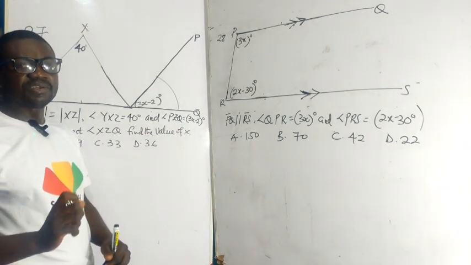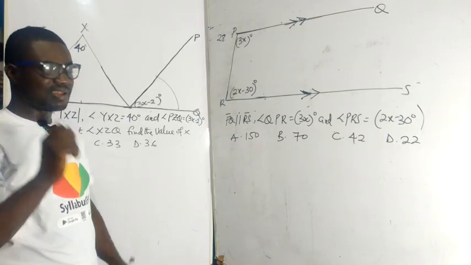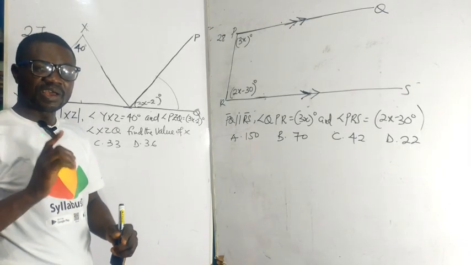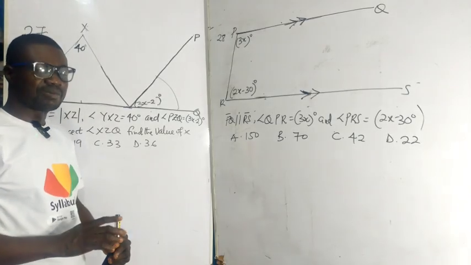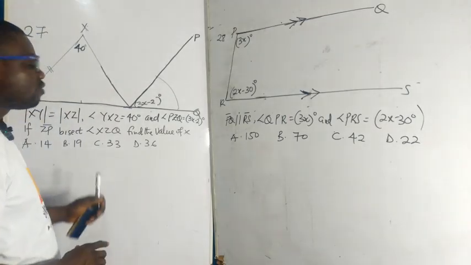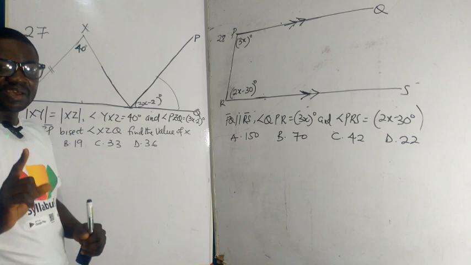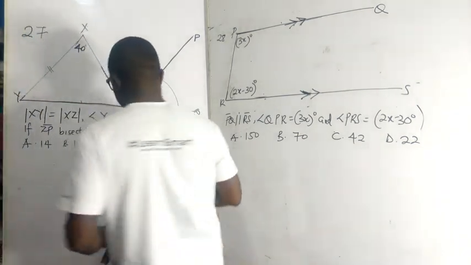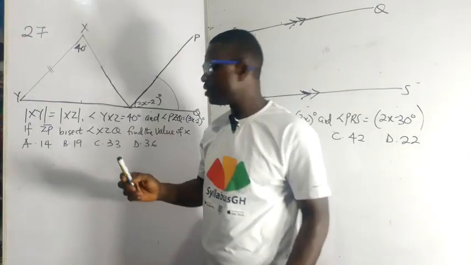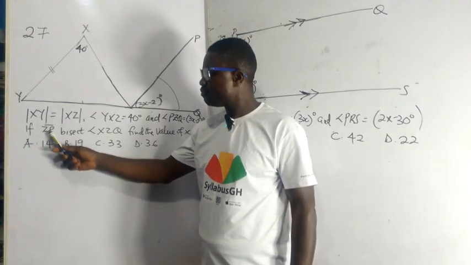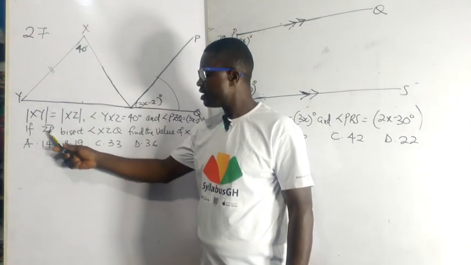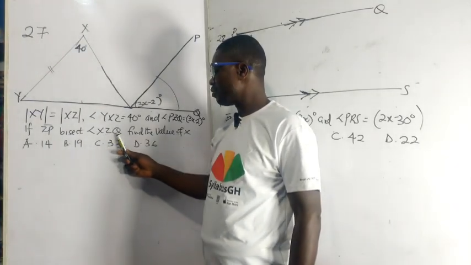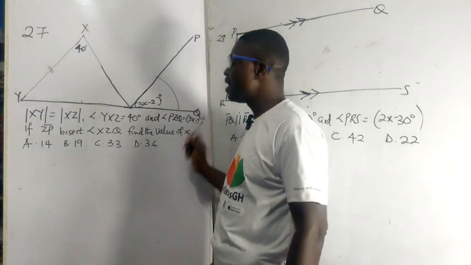The minor information is the trick. The minor information is going to help you to solve the question with ease. What is the minor information? The minor information usually comes with the fact "if". So let's look at this approach. It says if ZP bisects angle XZQ, find the value of x.